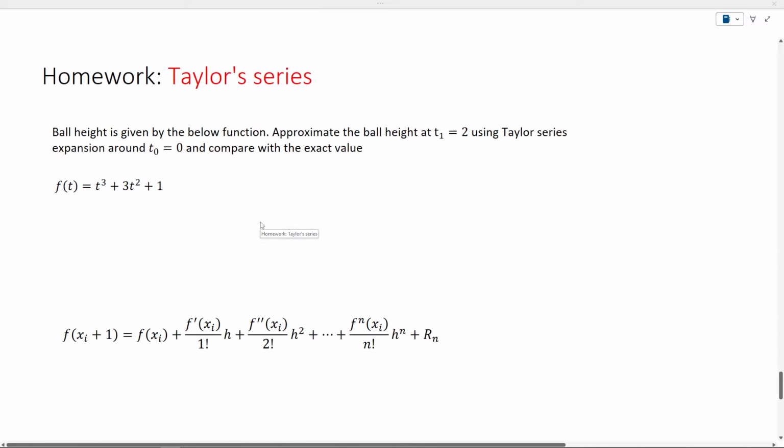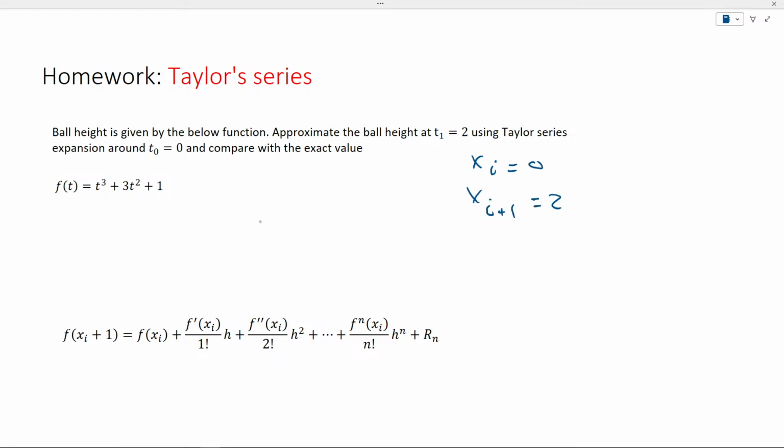Let's see, this is your homework problem. Again, it's a very similar problem. Here we basically approximate a polynomial at the height t is equal to 2 with the series at t0. So your xi is equal to 0, xi plus 1 is equal to 2, your h is equal to 2 here. What else do we have?